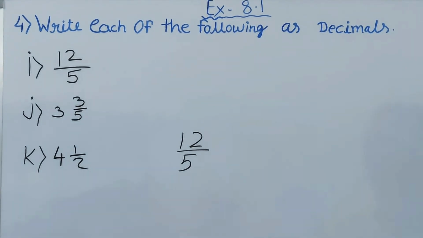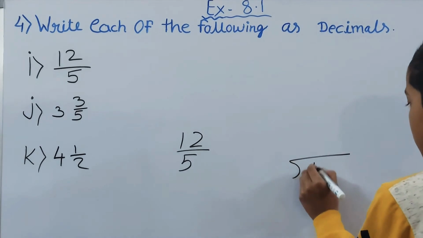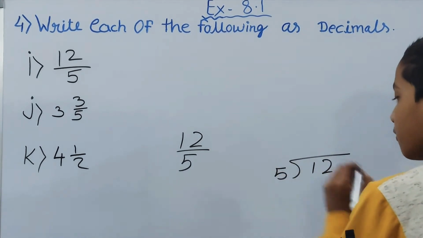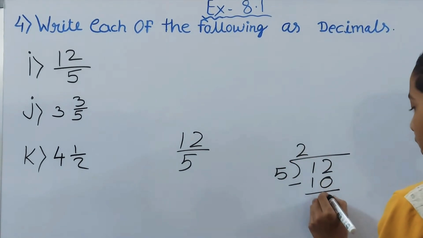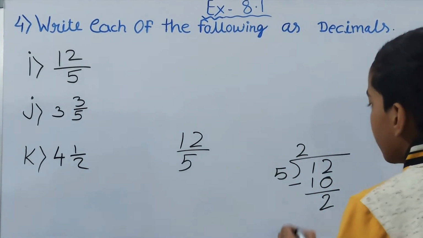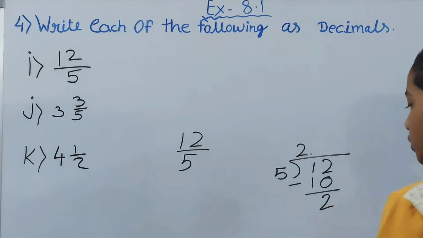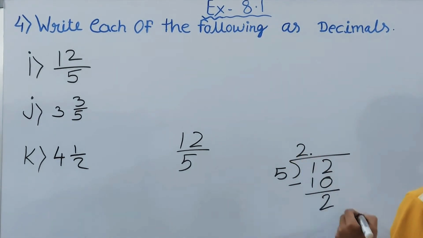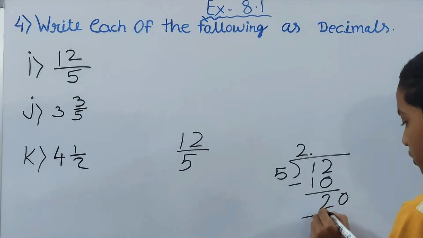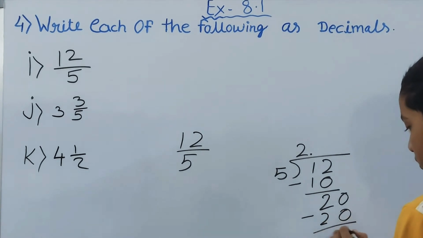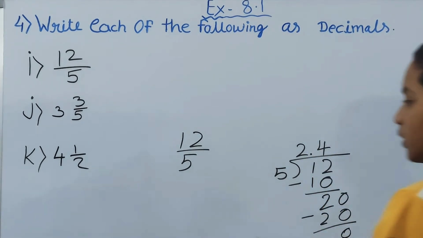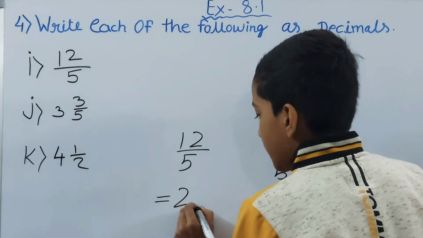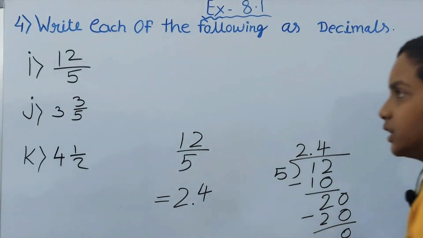So now let's divide this. We will divide 12 by 5. We will take 10 from this. 10 goes 2 times and we will have 2 left here. Now we will put the decimal point over here, and we will add a 0 over here. So this is 20. So this gives 0. 20 goes 4 times. So the answer here is 2.5, which is the final answer of the I part.